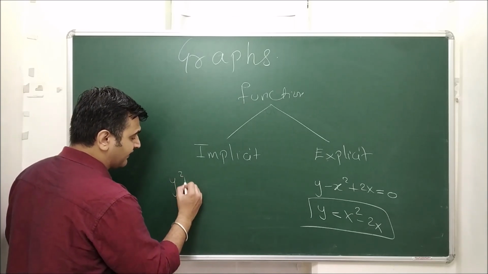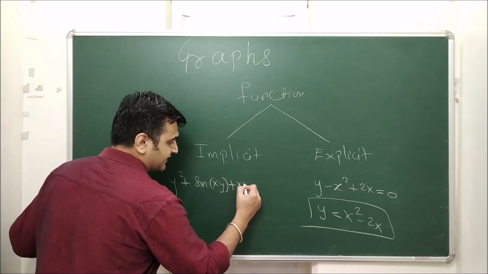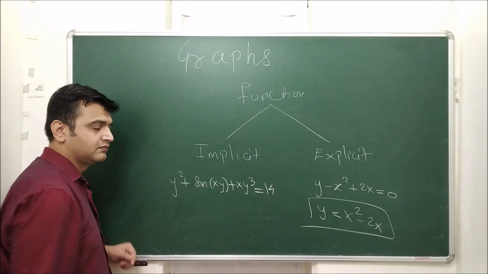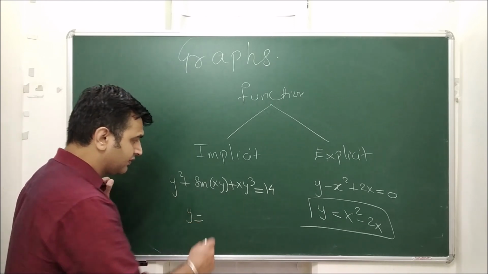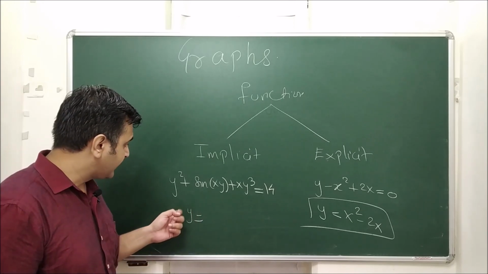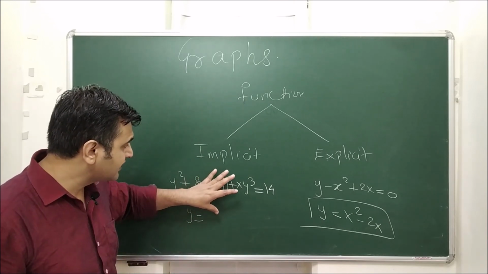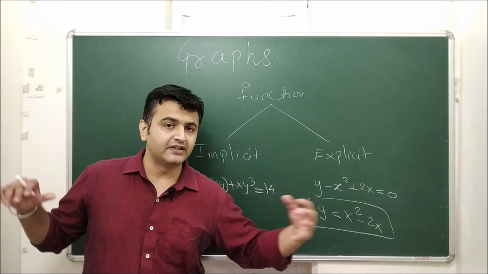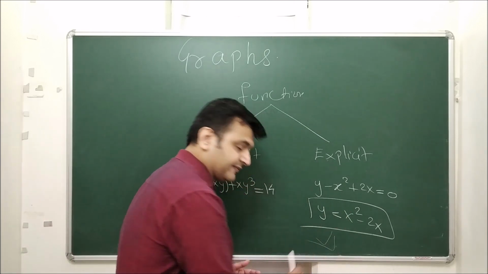For example, if I take y square plus sine of xy plus xy cube equal to say 14. Now here it is difficult to write what y is equal to. My y is a dependent variable, y is depending on x, but here I am not able to write what y is equal to. So such kinds of functions come under the category of implicit functions. You cannot separate your independent and dependent variables. So we will play with the good functions.